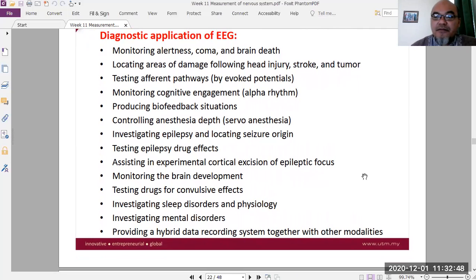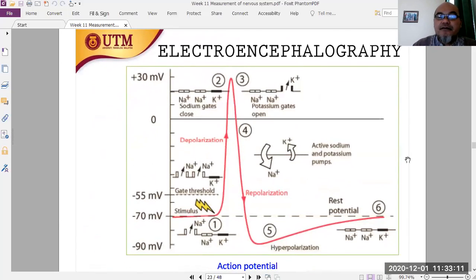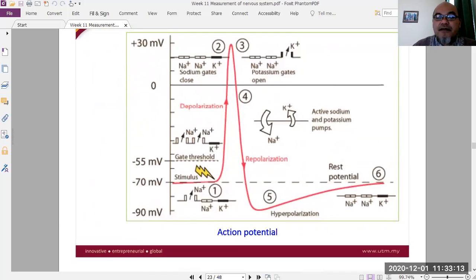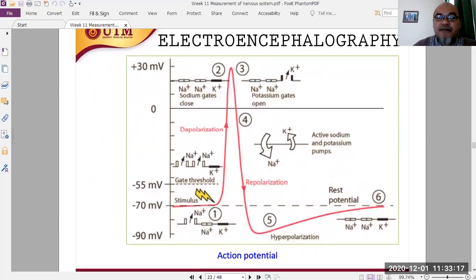Monitoring the brain development for children. Testing drugs for convulsive effects. Investigating sleep disorder and physiology. Investigating mental disorder as well. Providing a hybrid data recording system together with other modalities, for example, X-ray, maybe CT scan, etc.